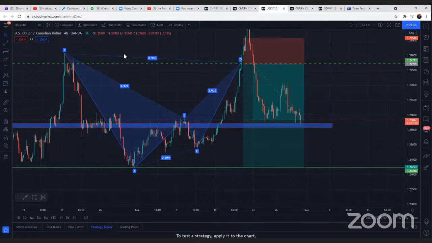Okay, so let's go back to what we're looking at. We're looking at USD Canadian dollar, which is this one.